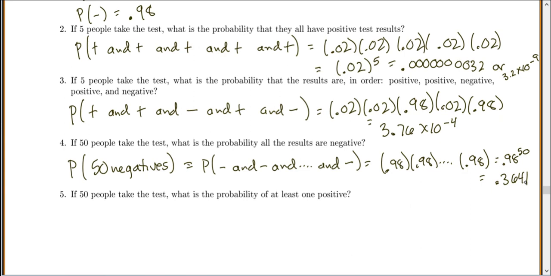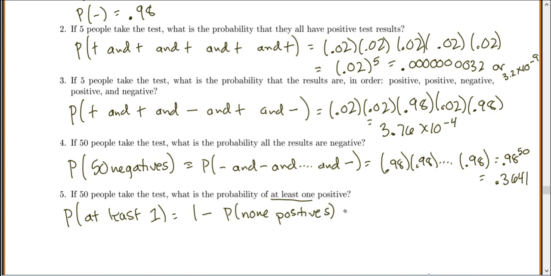And if 50 people take the test, what is the probability of at least one positive? So again, anytime you see at least one, we need to use the complement rule, or the probability of at least one is always equal to 1 minus the probability of none, or in this case, none positives. And to get no positives, that would be the same thing as 50 negatives. So we're going to have 1 minus what we just barely found, 0.3641, which gives me 0.6359.